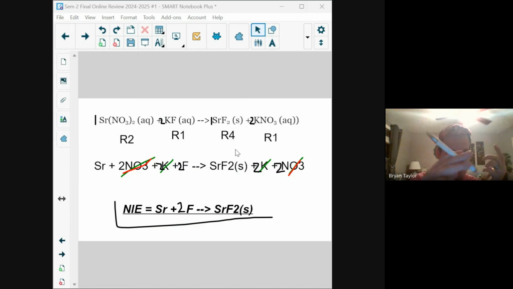Like this pen doesn't dissolve in water. The ink does, but not the pen. And then the 2KNO3, I broke that too. And then, yeah, the two NO3s cancel. The 2Ks cancel. And then the Sr is left, the 2Fs are left, and the SrF2 is left. That's all you have to do for the precipitation ones. Again, if it's all aqueous, don't do it. If it's all aqueous, everything breaks, everything will cancel. Don't waste your time.